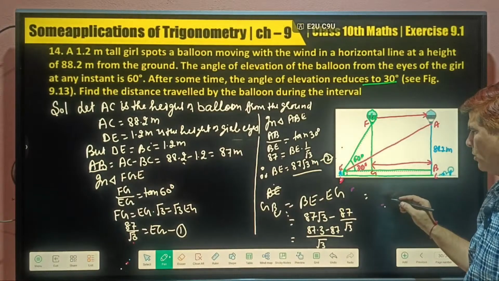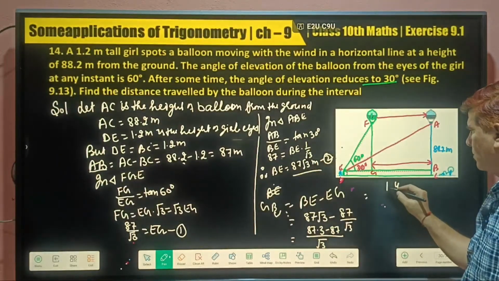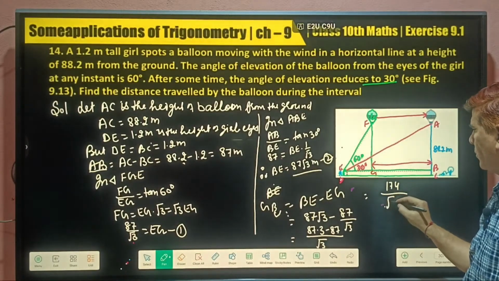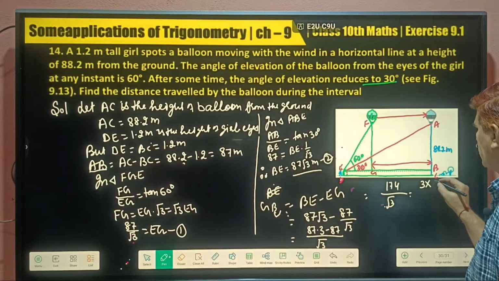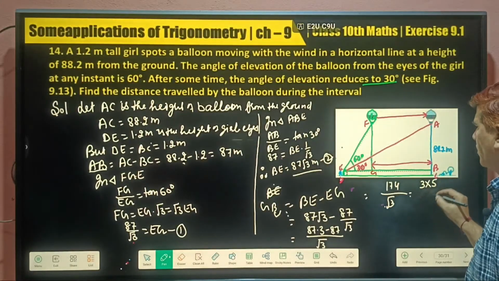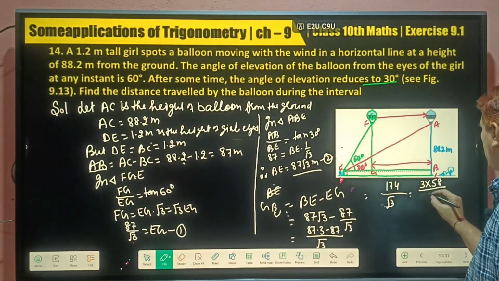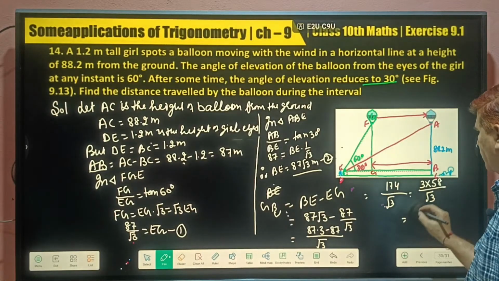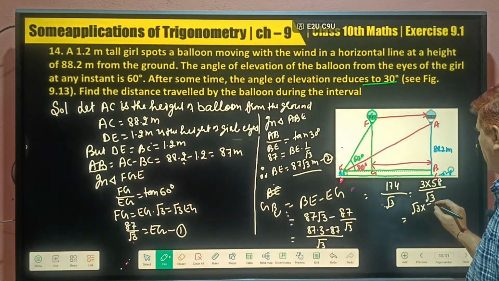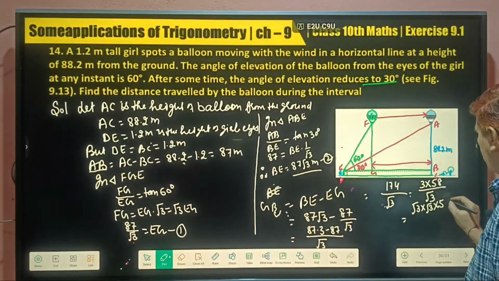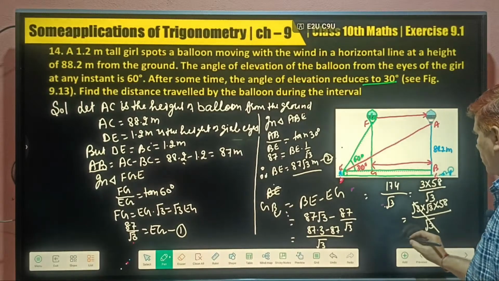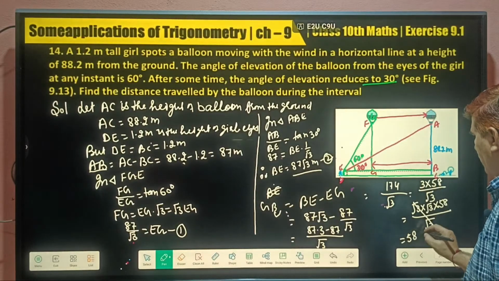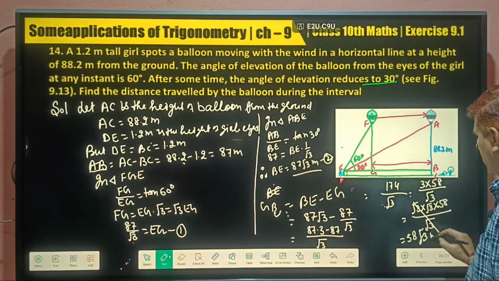If you can solve this by root 3, we can write 3 into 58 by root 3, and this we can solve: root 3, 58 by root 3 cancels out. So what does it become? 58 root 3 meters.